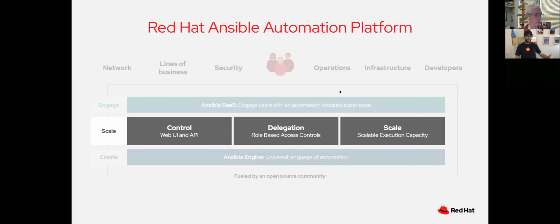Tower is this next level, right? At the create level, we're talking about Ansible Engine, we're creating our automation. When we want to scale it out, we're not necessarily talking about scaling execution capacity, although that is part of it. We're more talking about the ability to enable other users to use the automation that you've created.